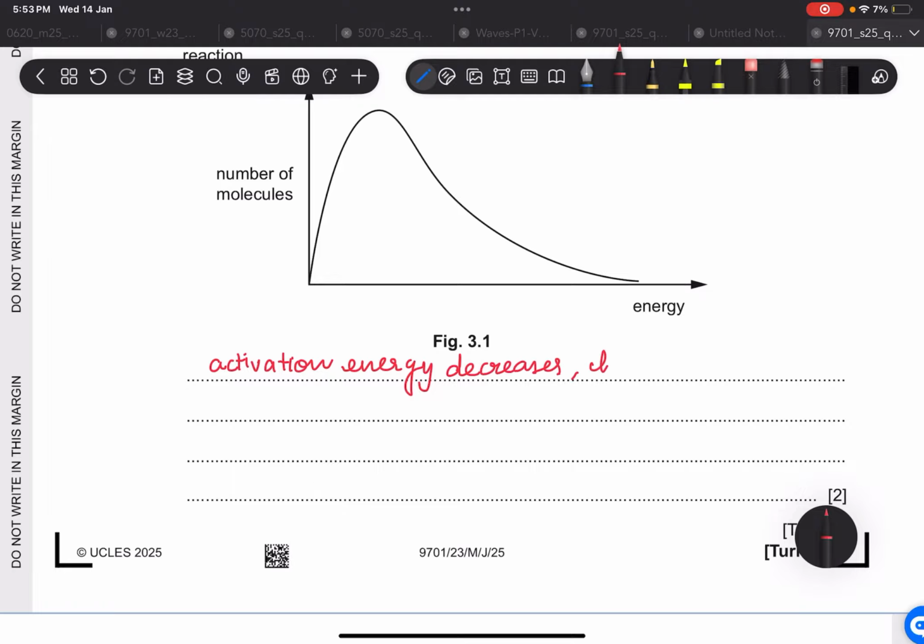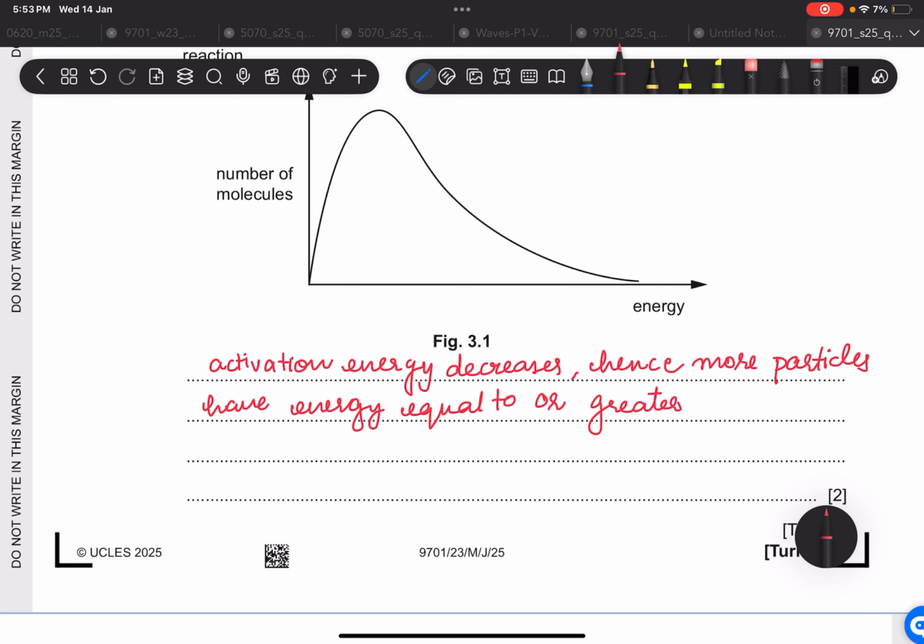hence more particles have energy equal to or greater than activation energy. So more effective collisions, hence the rate increases.